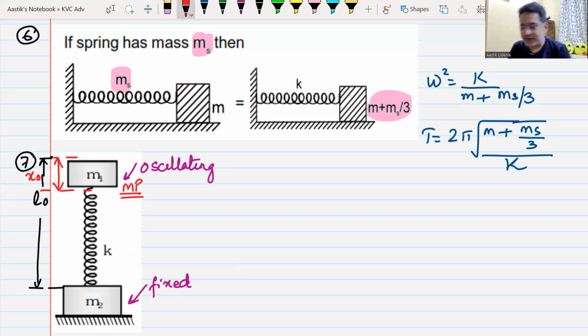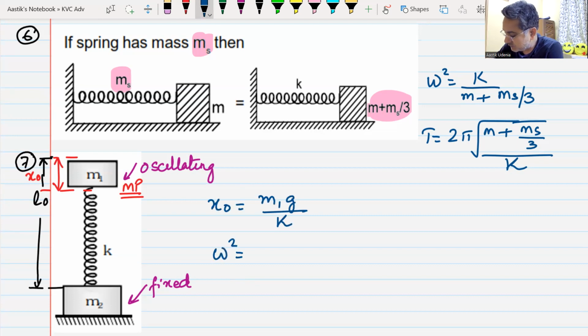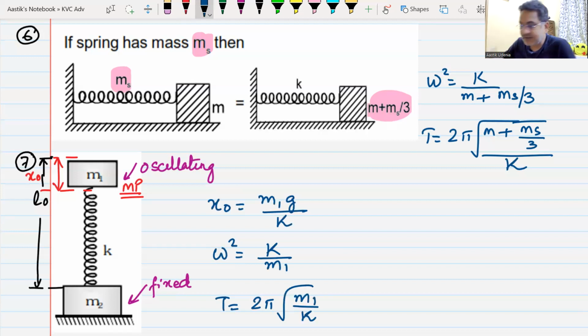Let us say the mass of the upper block is m1. X naught equals mg by k. X naught will be equal to m1g by k, the oscillating mass. Omega square will be equal to k by m1, the oscillating mass. Time period is 2 pi root over m1 by k, the oscillating mass. I hope we understand this.